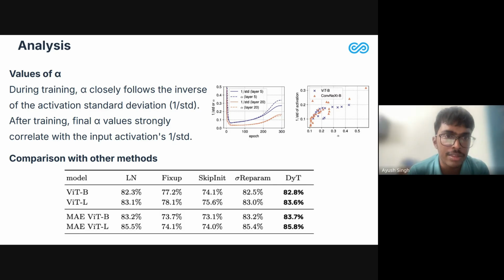And at the end, they show how it performs. It performs better than all the previous methods like layer norm, and others. You can go to the next one.